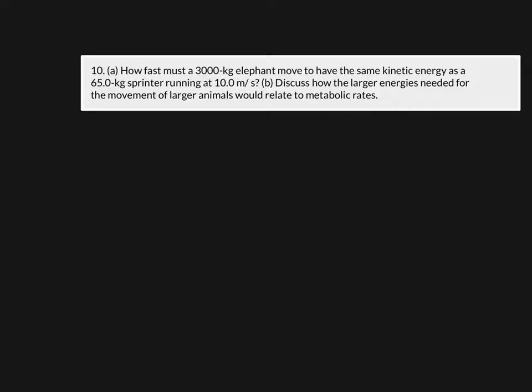We should start like we start all physics problems, by writing down everything that we're given. We are first given the mass of this elephant, we'll call it mass E, that's equal to 3,000 kilograms. And we want to know how fast it has to move to have the same kinetic energy as a 65 kilogram sprinter. So we have the mass of the sprinter, which is 65 kilograms, and we know that the velocity of this sprinter is 10 meters per second.